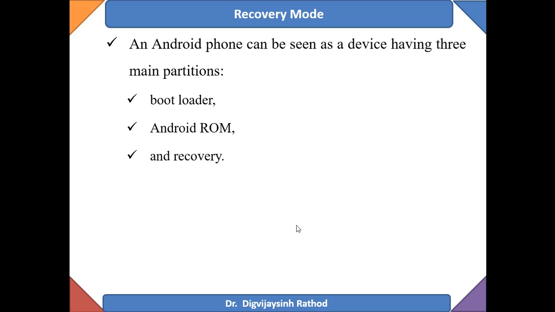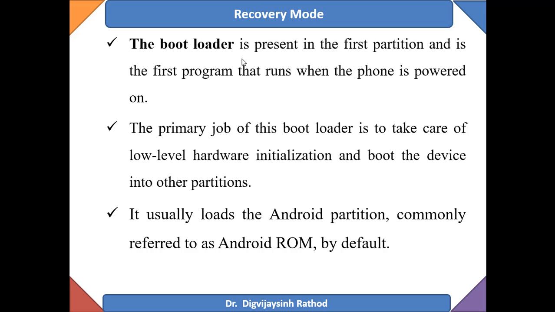Okay, let's see. Whenever we talk about the Android phone, the Android device has three important partitions. The first one is the bootloader, the second one is the Android ROM, and the third one is the recovery. I think we have discussed these three partitions, especially the bootloader and the Android ROM, in the Android boot process in a detailed way. But we will have a brief idea about it so we can understand the recovery mode very well.